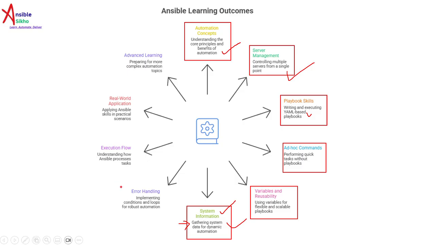Error handling can be achieved by implementing conditions and loops for robust automation, and you can do the error handling part very efficiently. Execution flow: you will understand how an Ansible playbook and its commands are executed, and what directories and files are required to execute a task through a playbook or at ad hoc command level. All those understandings you will gain here.